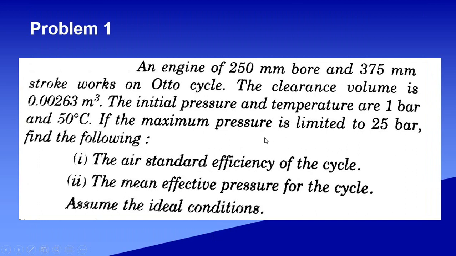So now we can move on to a problem. An engine of 250 mm bore and 375 mm stroke works on Otto cycle. The clearance volume is 0.0263 meter cube and the initial pressure and temperature are 1 bar and 50 degrees centigrade. If the maximum pressure is limited to 25 bar, find the following.